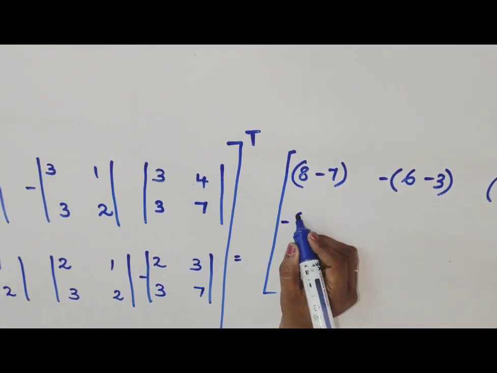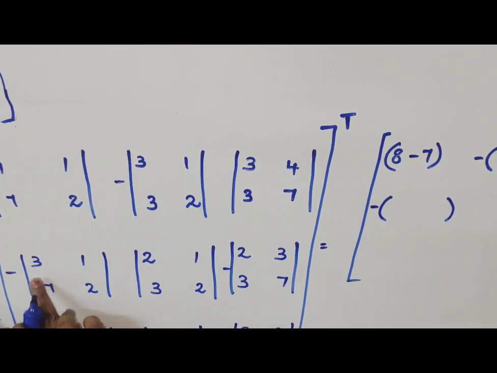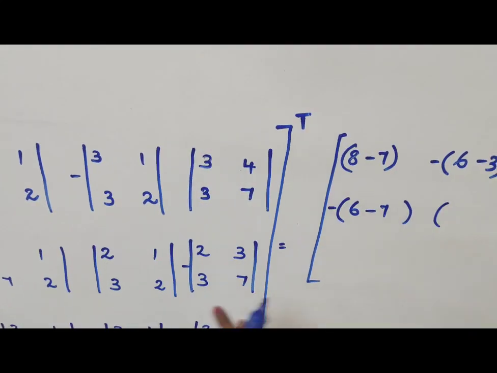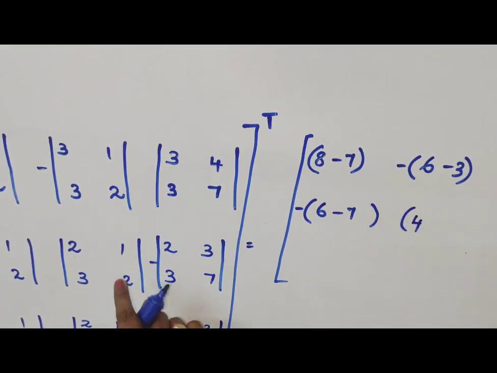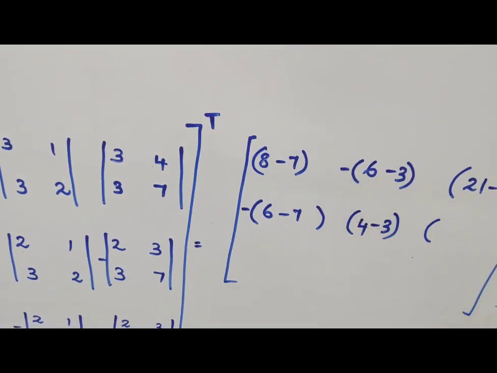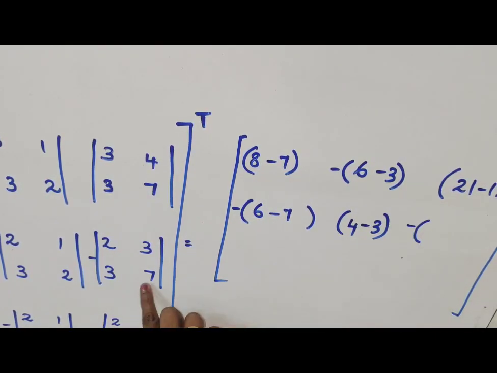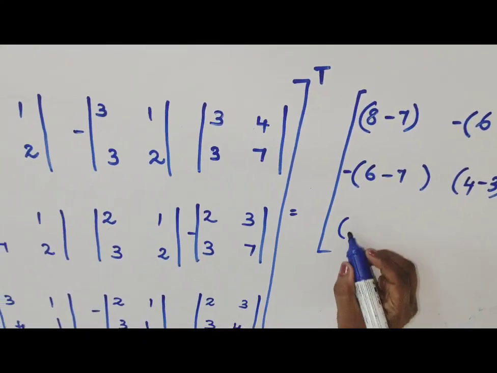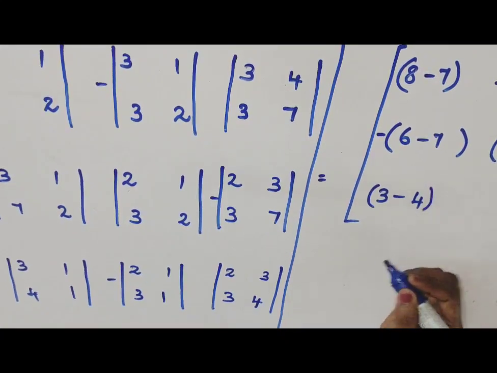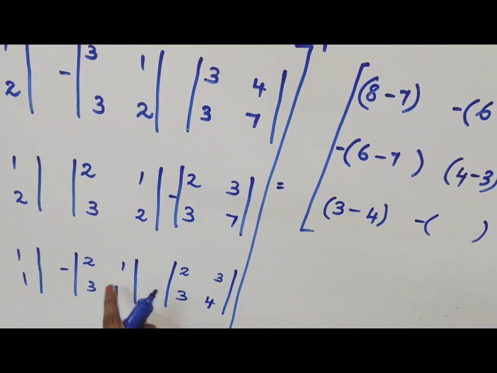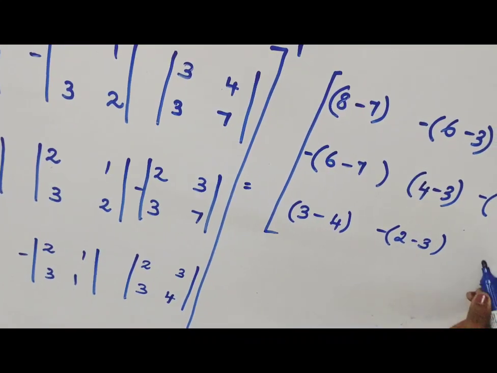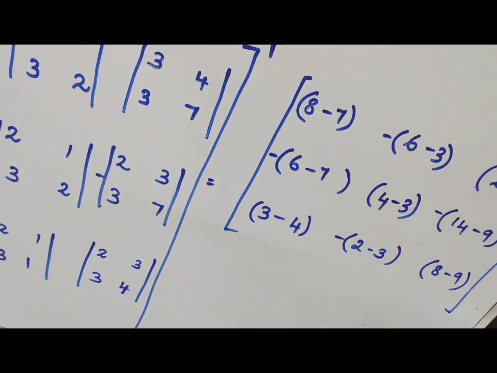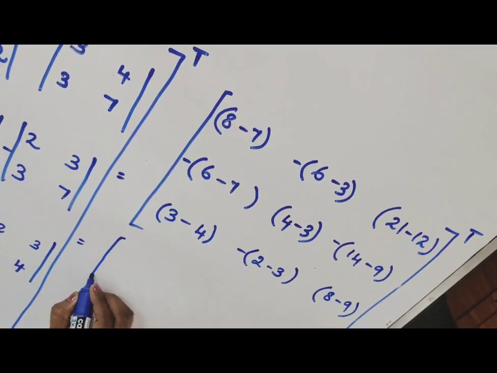Next, this minus we will keep outside. We simplify the terms within: 3 2s are 6 minus 7 into 1, minus 7. Next, 2 2s are 4, 3 into 1 minus 3. By default, we have one minus. This minus I will keep outside: 7 2s are 14, 3 3s are 9. Next, 3 1s are 3 minus 4 into 1 is 4. This minus I will keep outside: 2 into 1 is 2 minus 3. 4 2s are 8 minus 3 3s are 9. And we are yet to do the transpose. The next step would be to simplify this term.